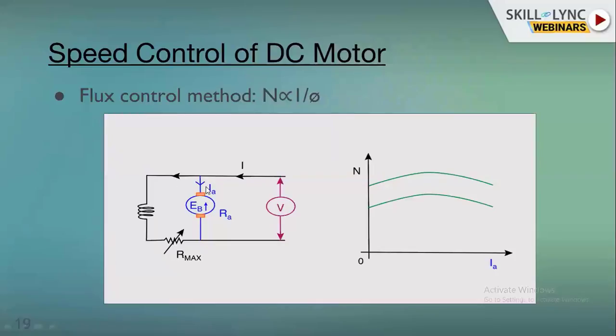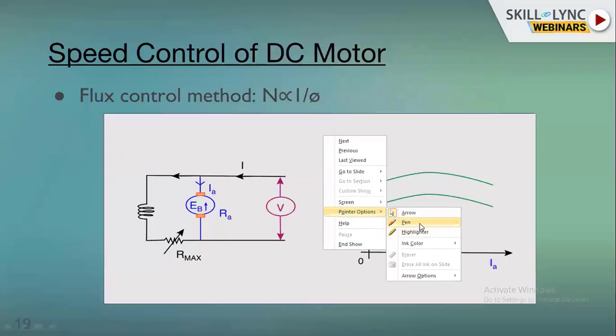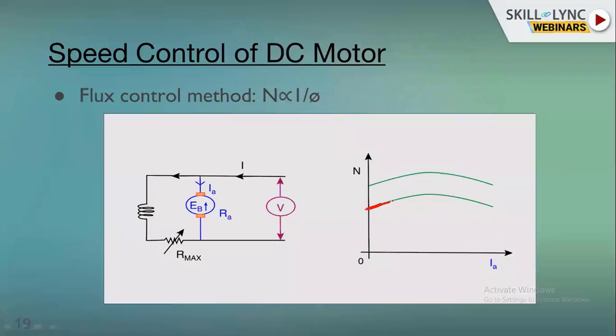So you look at this. The important point to take away is very simple. We have some rated speed that is given by the manufacturer for every machine. Let us say this rated speed is 1500 RPM, revolutions per minute. If I want to control the speed above rated, increasing the speed from 1500 to, let us say, 2000 RPM, I have to go for the flux control method.